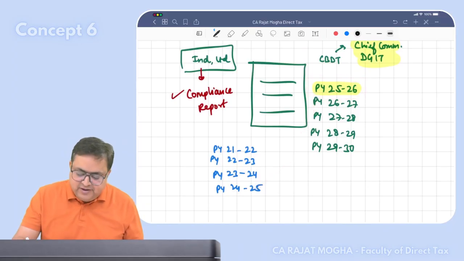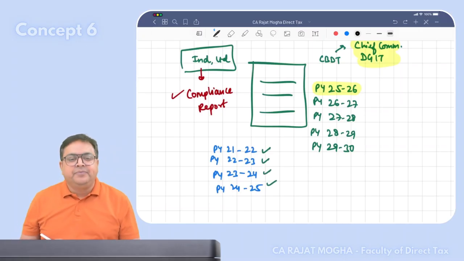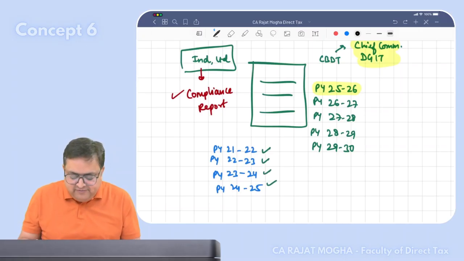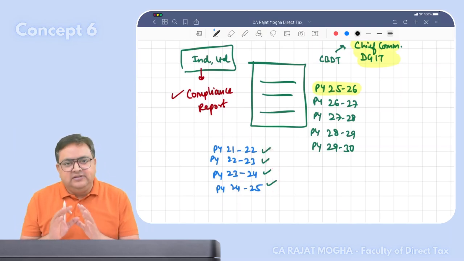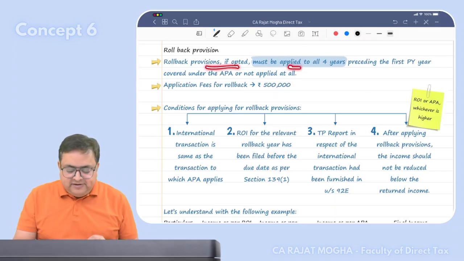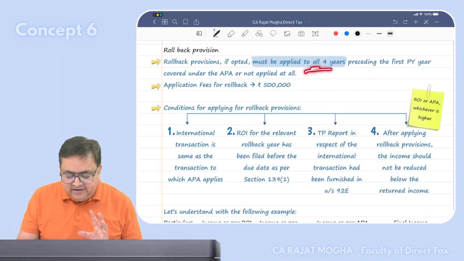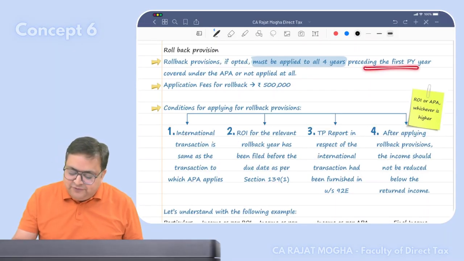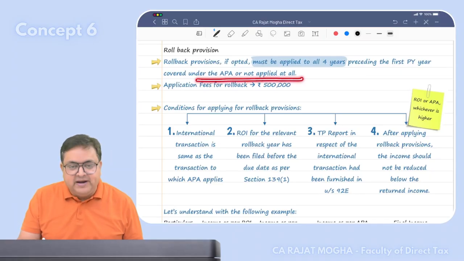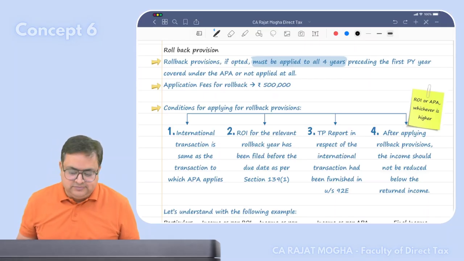So if you want rollback provision, it should be for all last 4 years. But yes, if the condition is not satisfied for any of these years, then you will not get the rollback for that year. But otherwise, you have to apply for the last 4 years. So rollback provisions, if opted, must be applied for all 4 years preceding the first previous year covered under the APA, and not applied at all. Either you go for all 4 years or will not go at all.